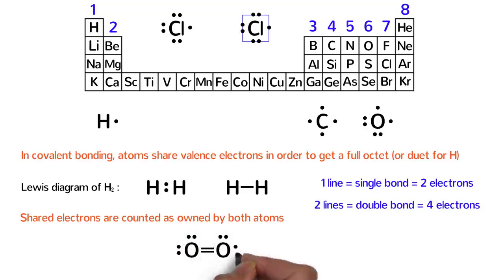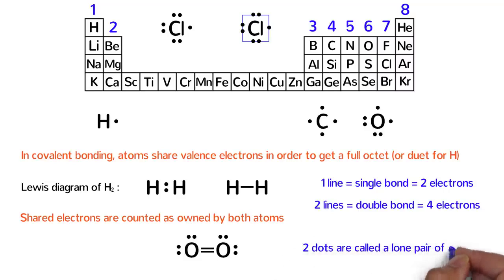Notice that in this Lewis diagram, both oxygen atoms have 8 valence electrons, 4 from the double bond and 4 from the lone pairs of electrons. By the way, 2 dots together are called a lone pair of electrons.